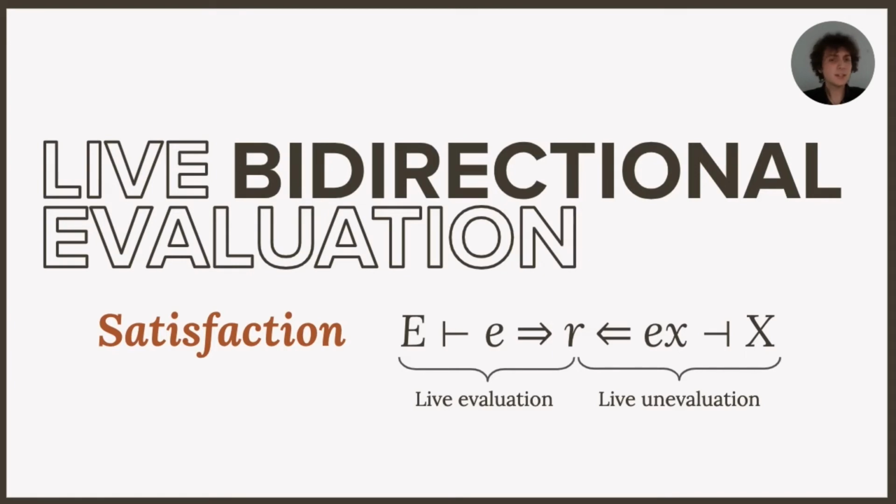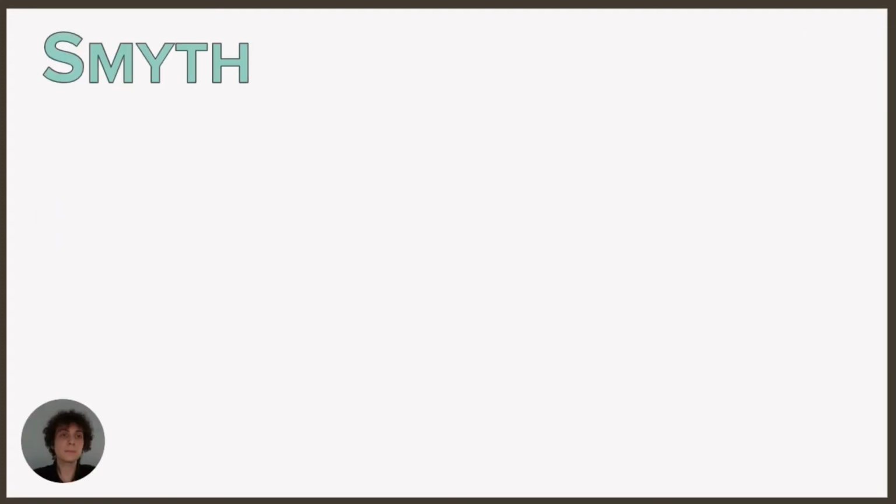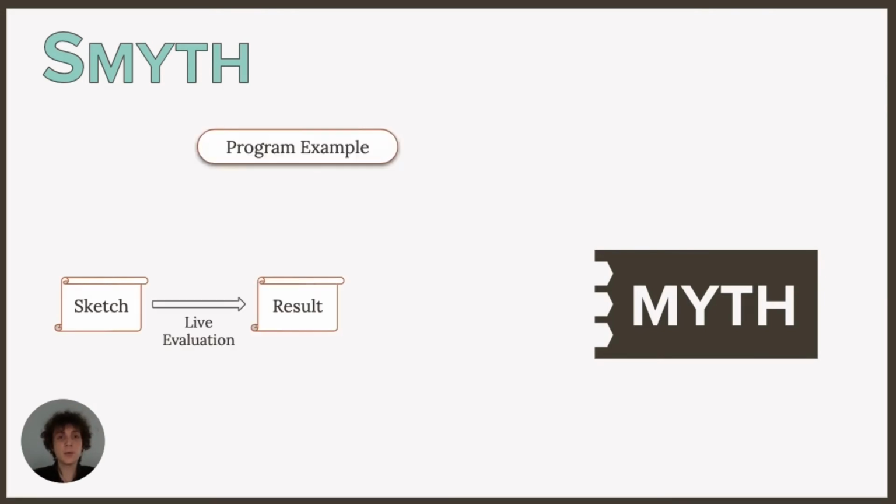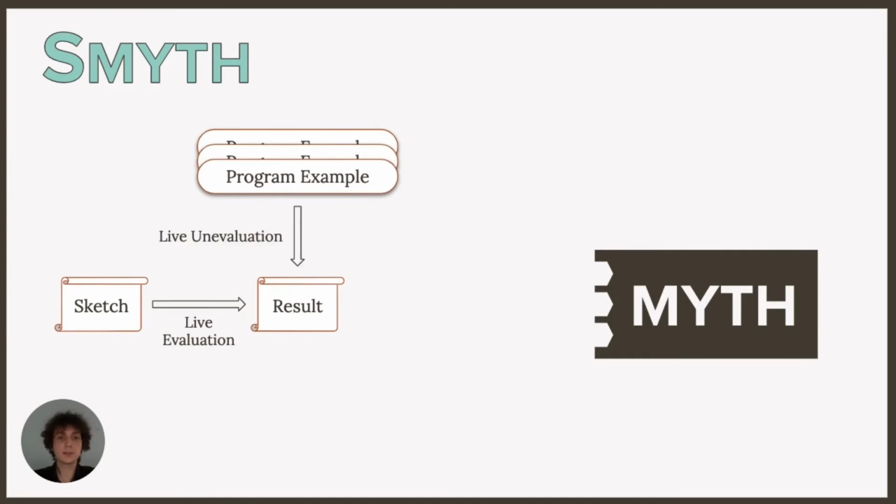But as a satisfaction mechanism, live bidirectional evaluation actually introduces these new constraints over here on the right-hand side. So let's take a look at a high level how this will fit into the program synthesis loop. In Smith, we're going to start with Myth as a black box. Then, when the user provides a sketch, we can live evaluate it and get a result. We'll also collect these program examples from the assertion and live unevaluate them onto the result that we get.